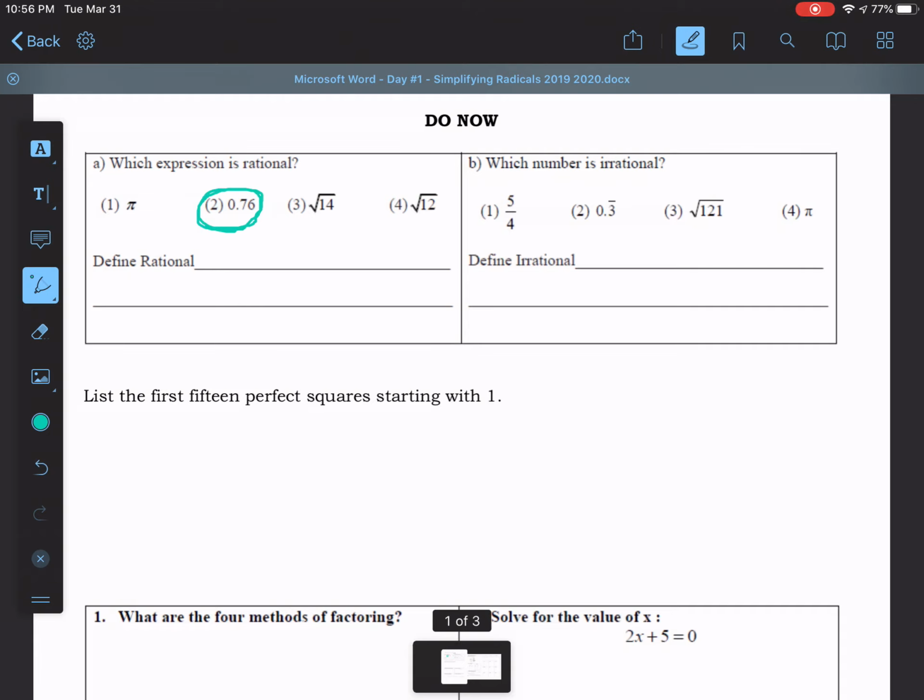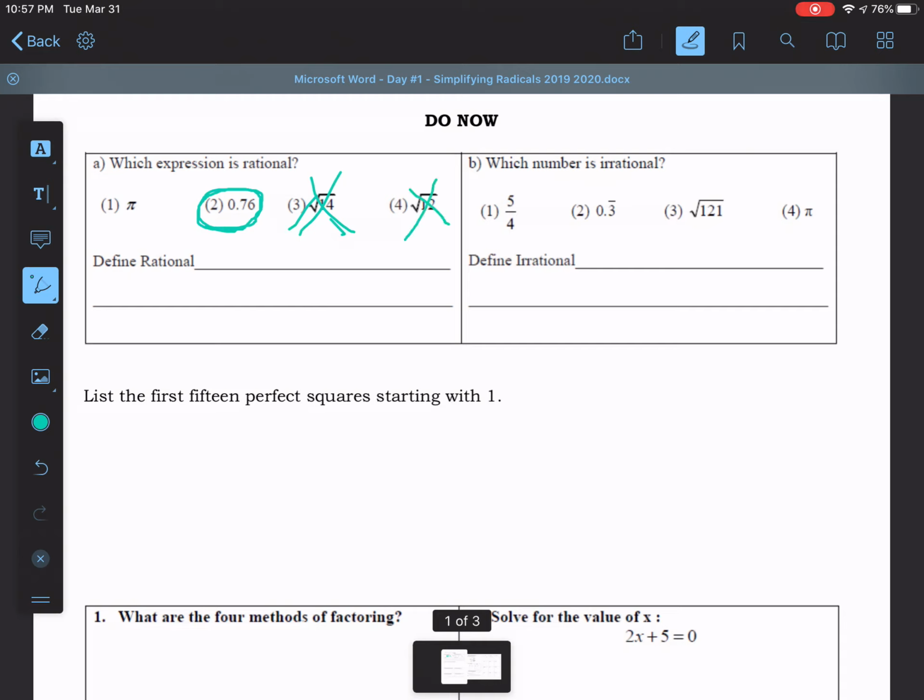Okay? Now, if you were to type in square root of 14 in your calculator, which I'm doing right now, you get 3.74165. Okay, so long, yucky decimal. Out. Now, if we type in the square root of 12, we get 3.464101. Again, yucky decimal, so this is out.